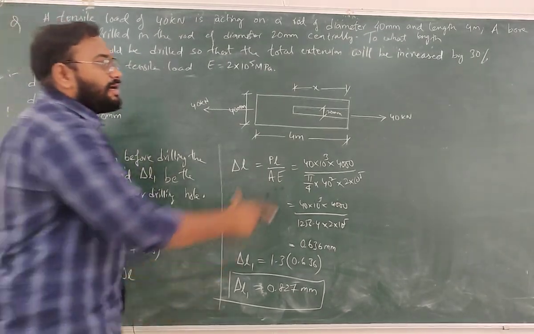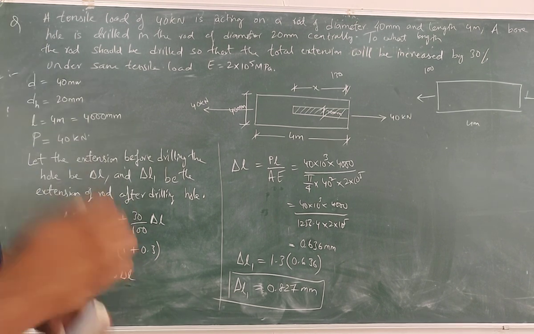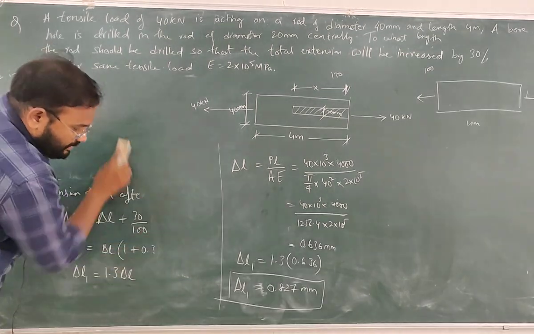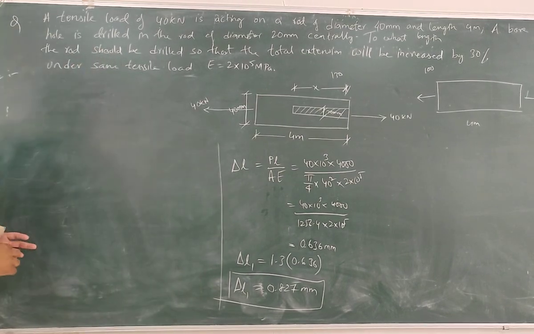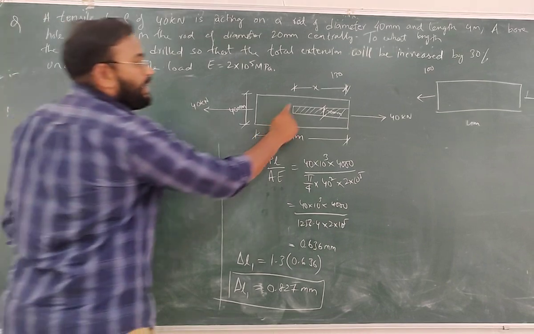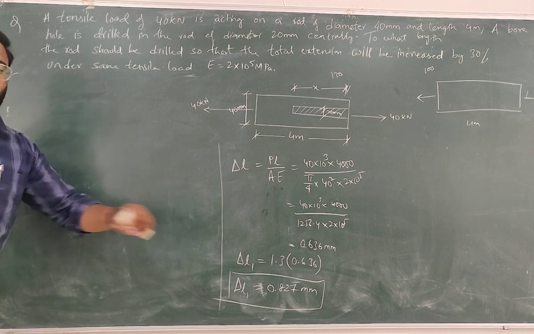Now what we need to calculate is the length of the hole. Shall I erase this part? Now we got the total elongation for the drilled rod as 0.827 millimeters. This elongation is required now. We need to calculate what length of this borehole should be drilled so that the elongation is 0.827.